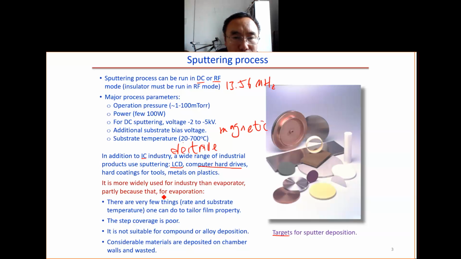Because for evaporation, we have very few things that can be tailored to tune the film property. And the step coverage for evaporation is not good, and it is not suitable for compound and alloy deposition. And we have lots of material deposited on the chamber wall and wasted.